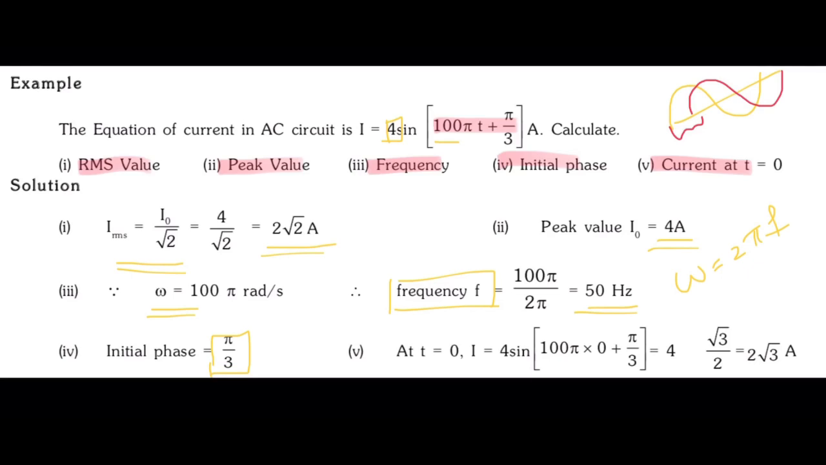Don't look at this graph, just go back to the equation. Now substitute time t equal to 0. What value are you getting? That's what we call the instantaneous current. So at t equal to 0, you get the current value as 2 root 3 ampere. This current is the instantaneous current. Instantaneous current means current at the instant t equal to 0. Hope you understood this question.